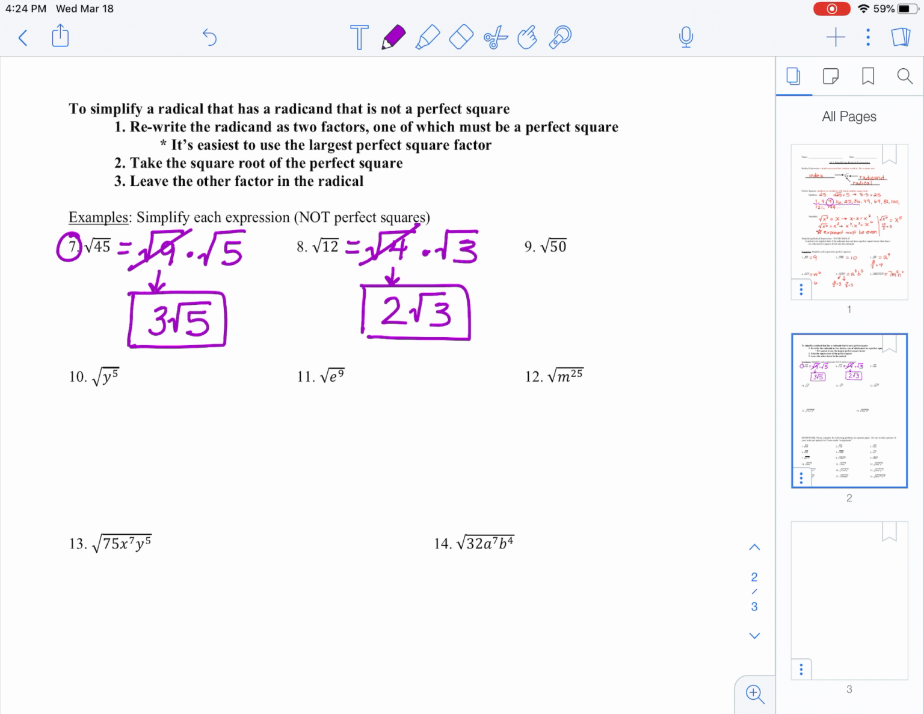For question number 9, to break down the square root of 50, again, we find a perfect square that divides into 50. That perfect square is 25. So I rewrite the square root of 50 as the square root of 25 times the square root of 2. The square root of 25 is 5, so 5 comes out of the radical. The square root of 2 stays as it is because I would get a decimal if I tried to square root 2. And this is my final answer because there are no other perfect square numbers that divide into 2.